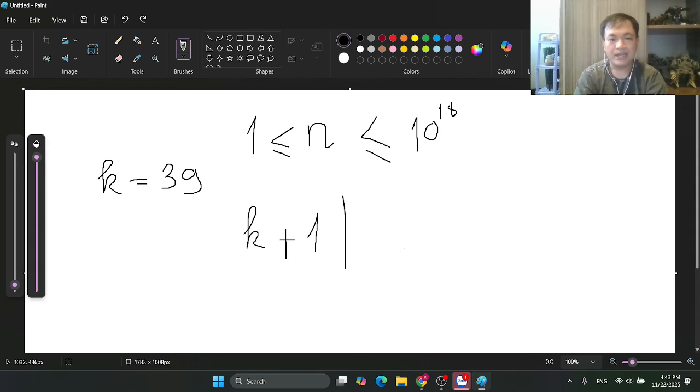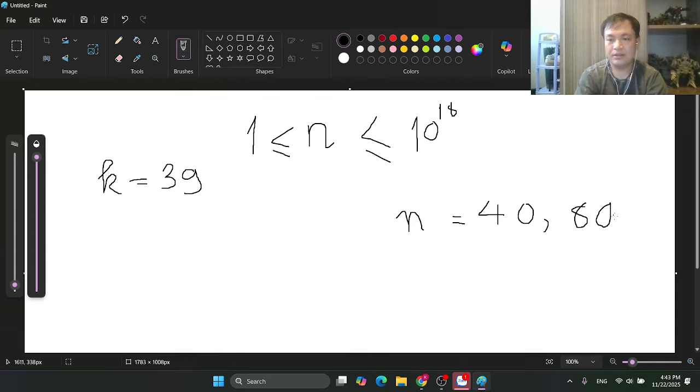So if the hidden k is 39, and you ask with n equal to 40, 80, or 120, all of these answers are B. So that means if you can find k plus 1, you will find k. That's all.